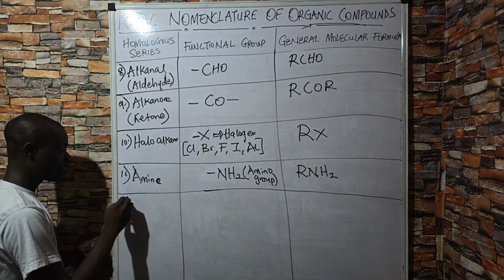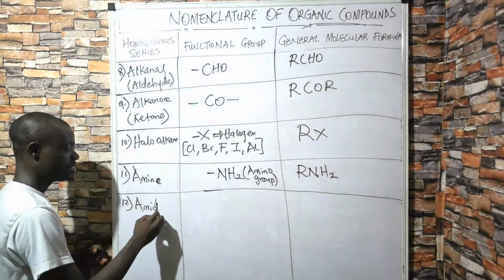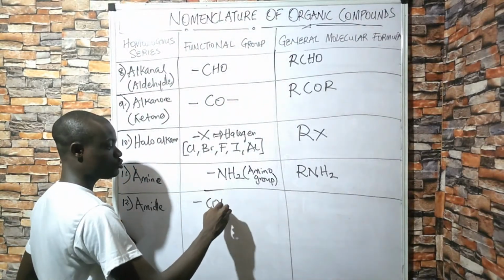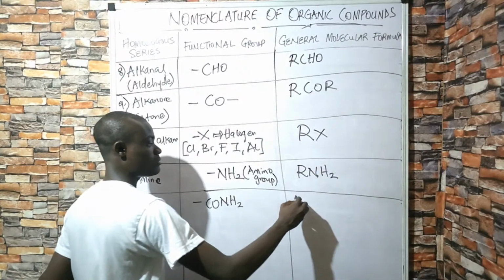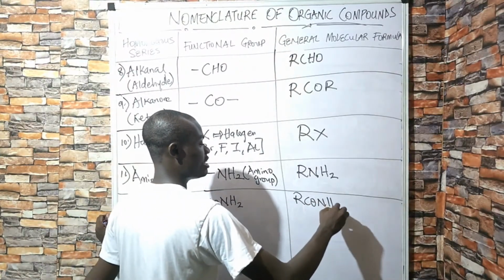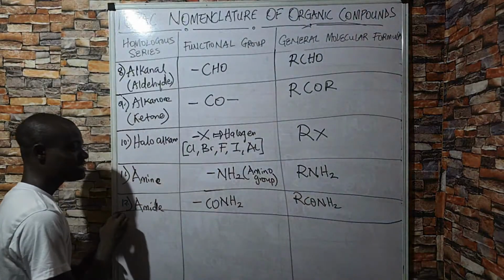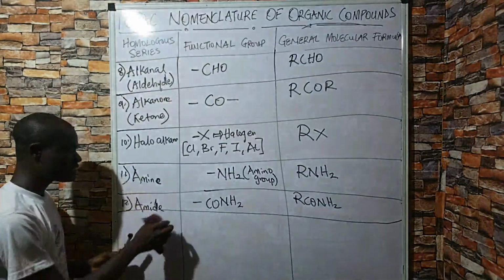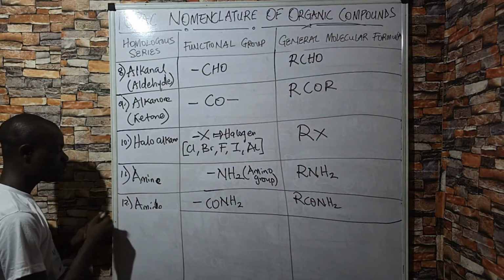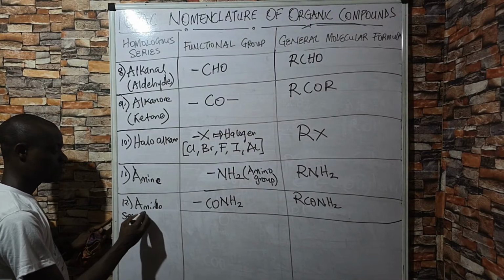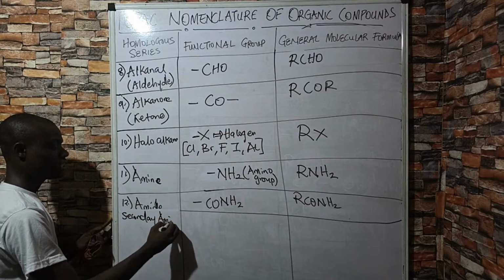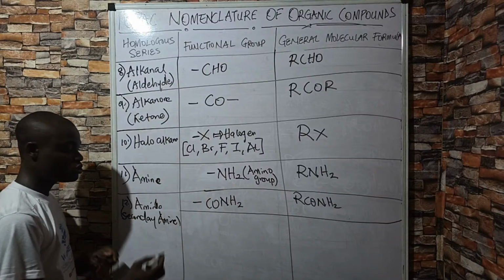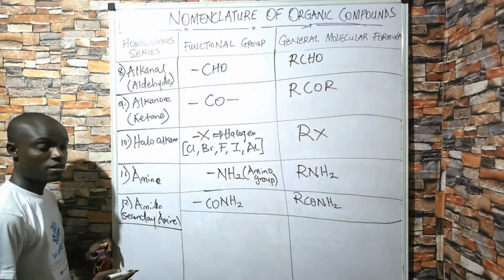Then the 12th one we have to look at is the amide. The amide has CO plus NH2. So you get to see them like R-CONH2. So when you see a compound that has CONH2, you start thinking of the amide. Now the amide is also called the secondary amine. So let's just add that to their name. They are just like a bigger form of the amine, because the amine has NH2 and these have CONH2. So we call them the secondary amine.